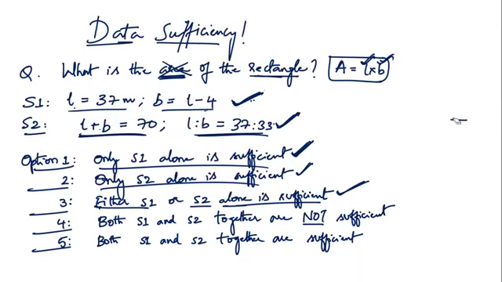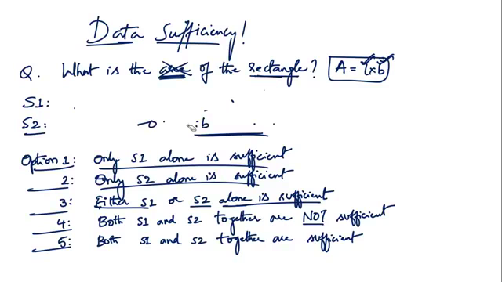Now, when will your answer be option 4 or option 5? I mean, that both 1 and 2 together are sufficient, or both 1 and 2 together are not sufficient. So let me just clear this up and give you some other data.